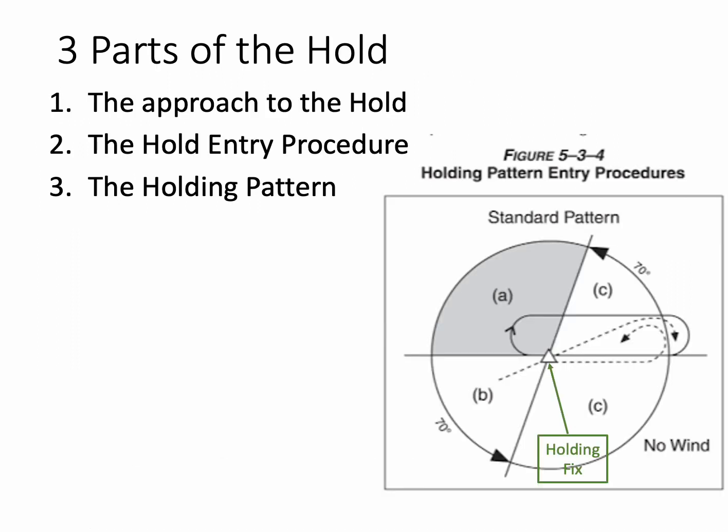Now that we have the basics, there are 3 different parts of the hold. 1, the approach to the hold. 2, the hold entry procedure. And 3, the holding pattern. Let's use figure 5-3-4 from the AIM to discuss the parts of the hold. The approach to the hold begins at the airplane's current location and runs direct to the holding fix. If there is no wind, the airplane's heading to the holding fix would be the same as the course to the holding fix. However, when wind correction is needed, the heading and the course will be different.